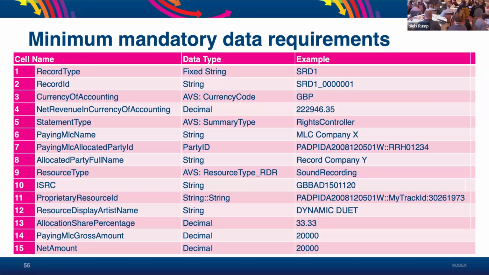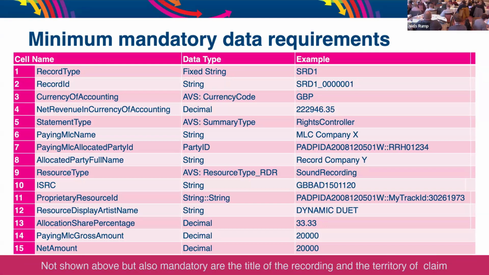Then obviously, if you're sending revenue related to a specific sound recording in a specific territory, you would want to give it a display artist name. You will be communicating your share percentage that you're allocating to the rights controller. You have then the total gross amount and then the net amount. And some of that will obviously lead back to the summary information that may or may not be sent together with the detailed message.